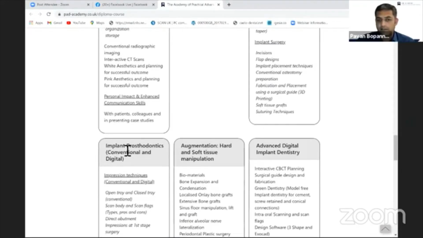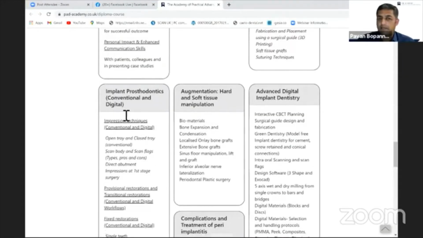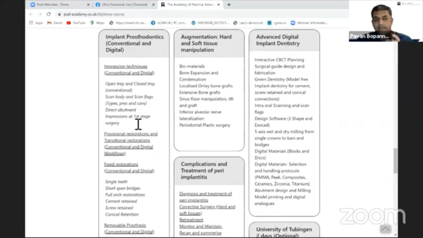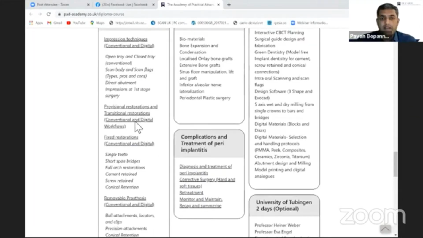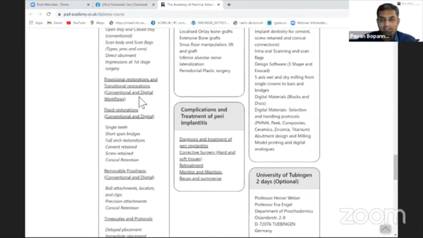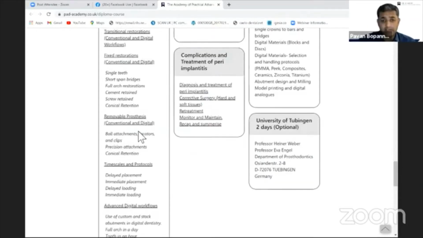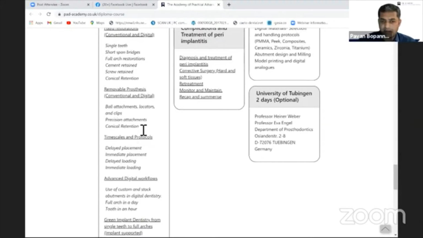So implant prosthodontics is the 4th module, where we cover digital and conventional impressions, both open and closed trays, all types of scan bodies and flags, direct abutment scans, impressions at first stage, like what I just showed you. Provisionals are very, very important, as you know, to get a good emergence profile and to get feedback from the patient. So we will train you how to do these things. Okay, fixed restorations, single teeth to full arches, cement retained to screw retained, and conical retention as well. Removable prostheses, timescales and protocols will be discussed in great detail.